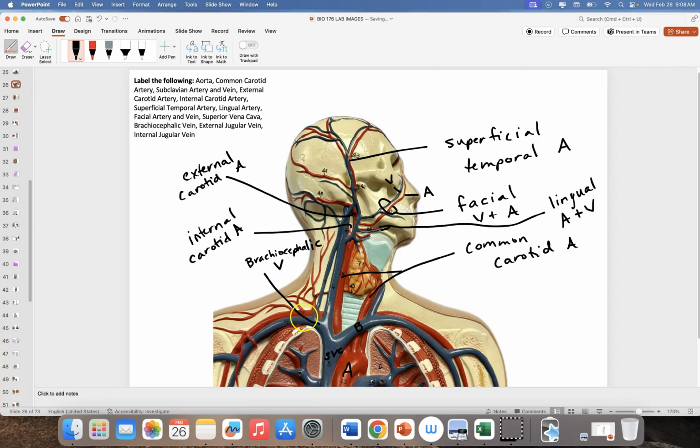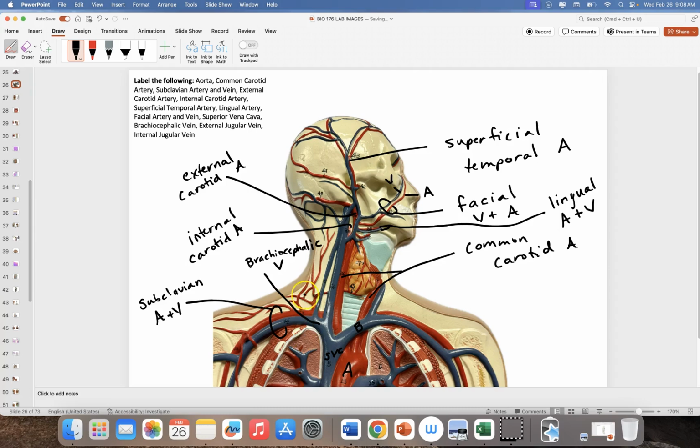And then again, if we continue on, then we have our subclavian vein, and it is bundled with the subclavian artery. I'll label those as well. The oxygenated vessels on top, that's our artery. Deoxygenated on the bottom, that's our systemic vein.